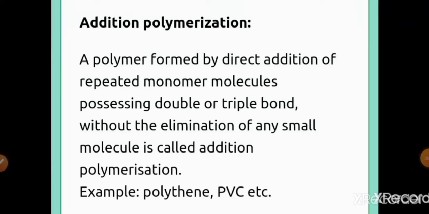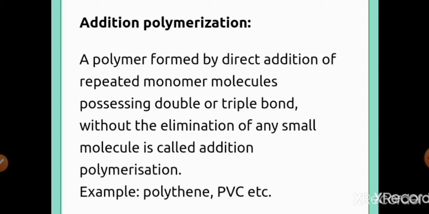Students, today let us see about polymerization and their mechanisms. Selected polymerization processes are given with their mechanism, in which the first one is addition polymerization and its mechanism.